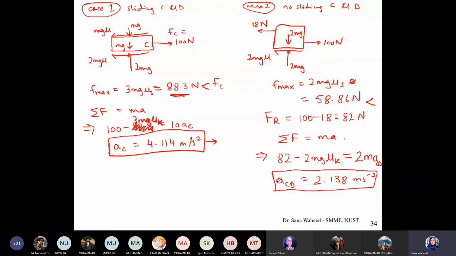Okay, so now we're getting two different accelerations for basically C, right? Or, एक case है when we're assuming that there is sliding between C and D, और एक case है when we're assuming that there's no sliding between C and D. ऐसा ही है?